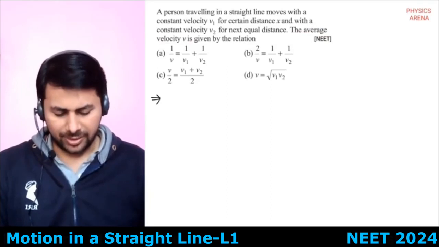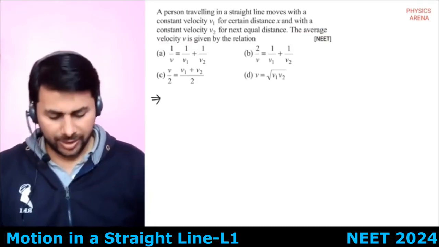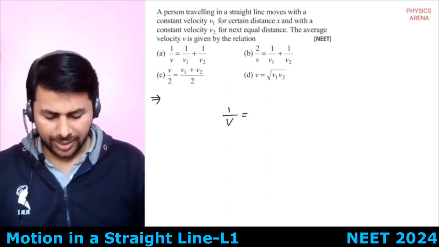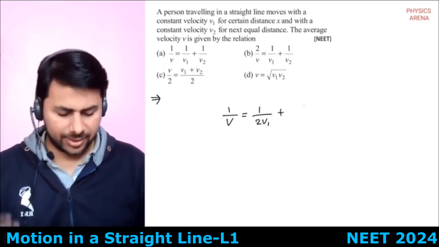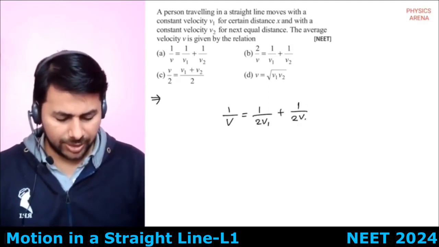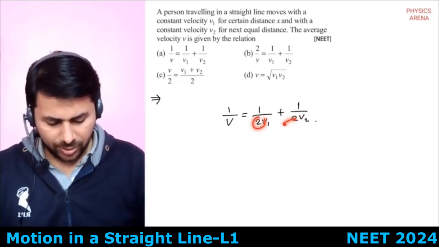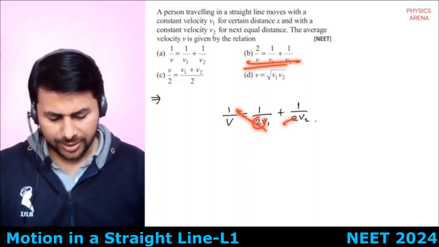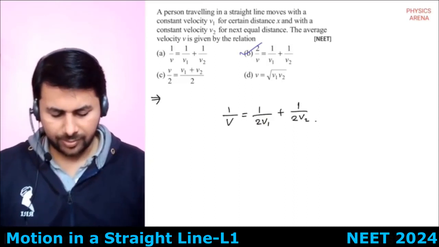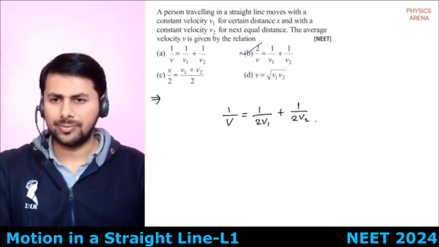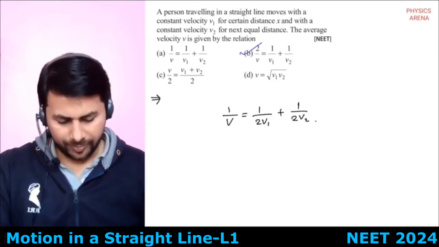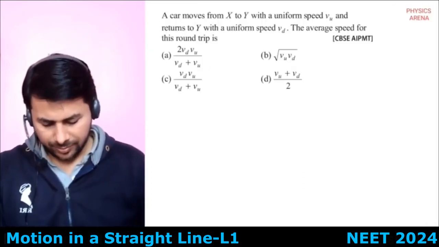It's option B, right? So what they have done is, our formula is 1 upon v average is 1 upon 2v1, for two equal distances, plus 1 upon 2v2. So just take this 2 common, move it here, and you will get this option B. Clear, Ganga? Okay, good. Let's see the next question.